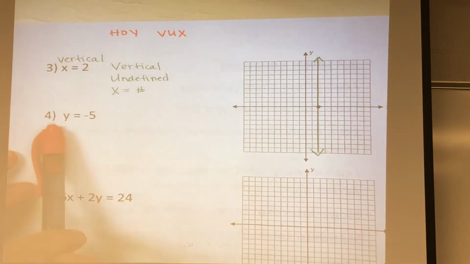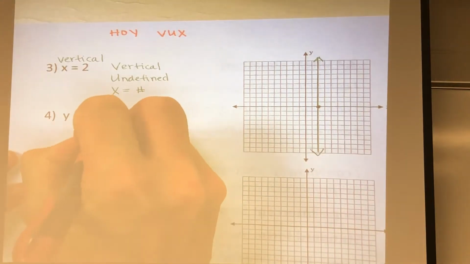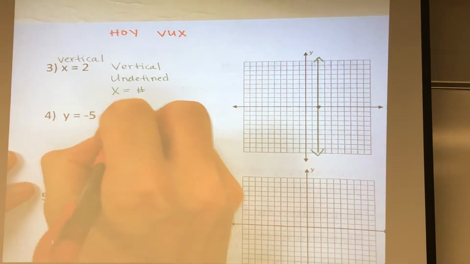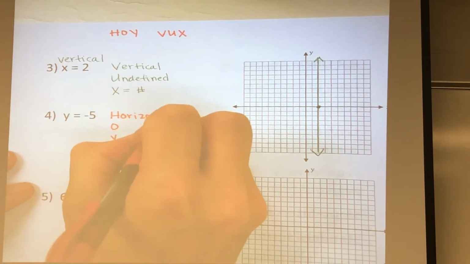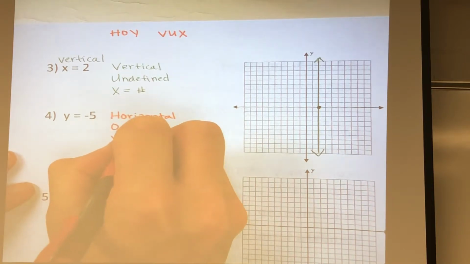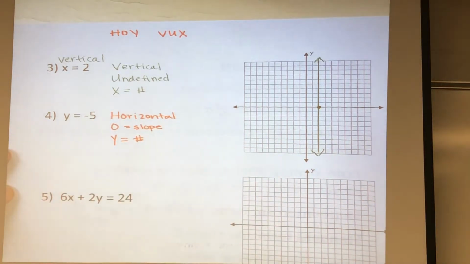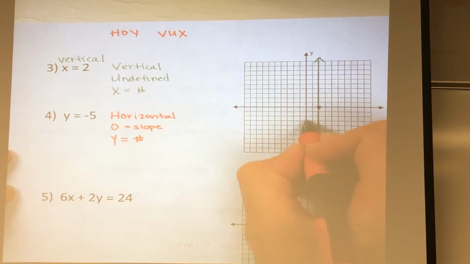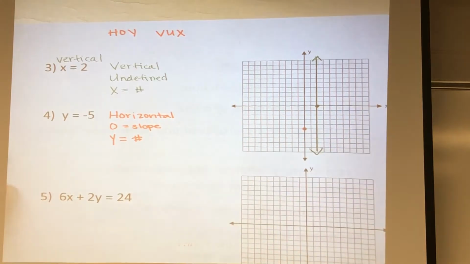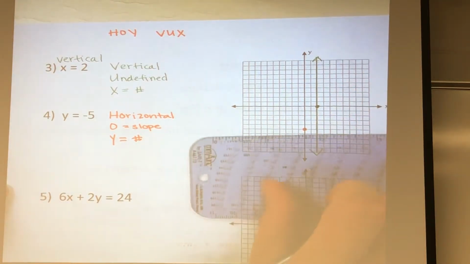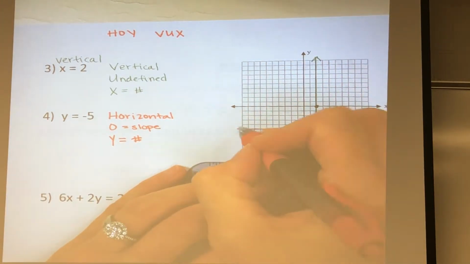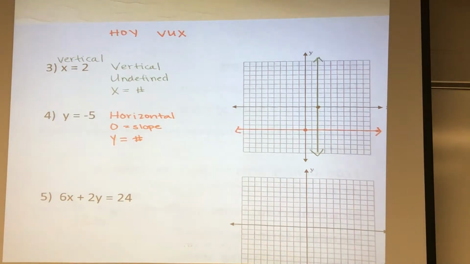Now, if you look at this next one, y equals -5, we use the acronym HOY. So we have y equaling a number, telling us that it is horizontal, and 0 is the slope. So it's a slope of 0. But we will go to the y-axis this time, go down to -5, and then we're going to draw a horizontal line using our straight edge. So that's horizontal and vertical.